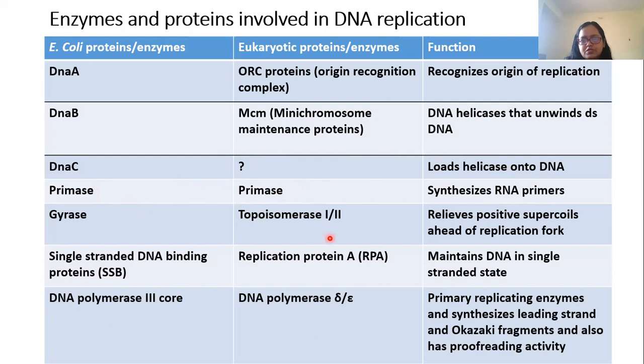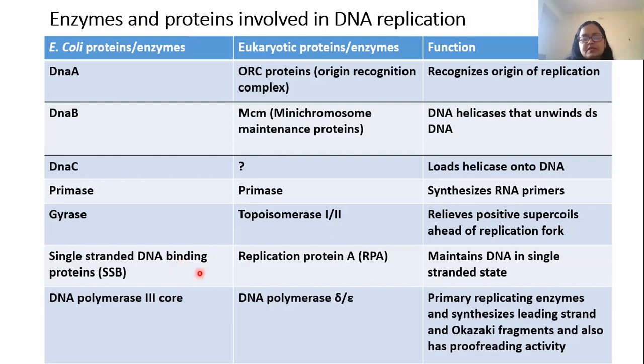Gyrase in E. coli is termed as topoisomerase 1 or 2 in case of eukaryotic proteins. And what is their function? They relieve the positive supercoils ahead of the replication fork. So we know that the DNA strands unwind. So when it unwinds, it will create a tension in the DNA strand. So that tension will lead to the generation of supercoils, and those supercoils can be relieved by the topoisomerase enzyme in case of eukaryotes. If it is not relieved, the DNA replication would not occur.